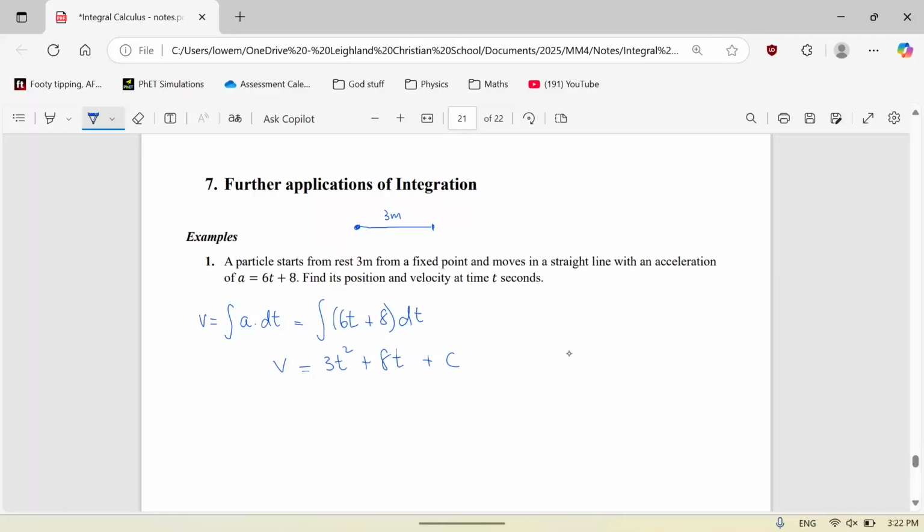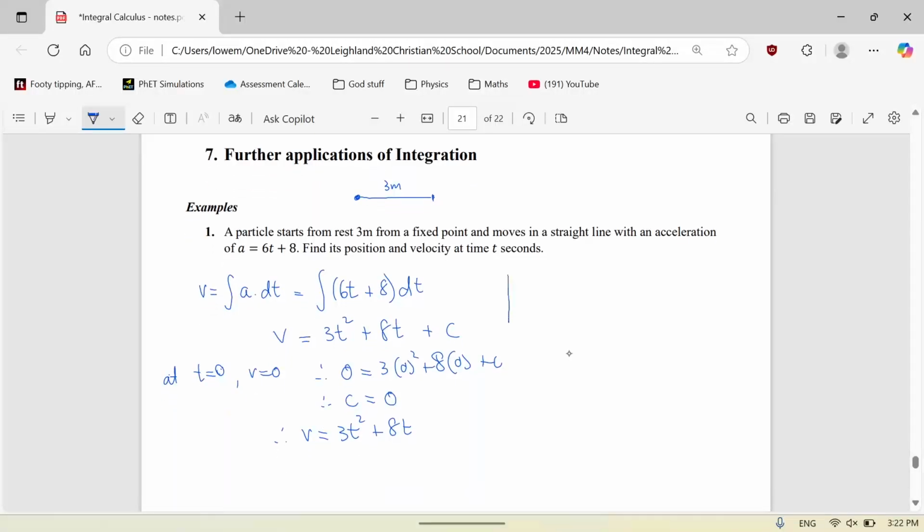Now, we know that at time t equals 0, our velocity is equal to 0. We know that because it says it starts from rest. So, in other words, 0 equals 3 times 0 squared plus 8 times 0 plus c. Obviously, from that we can see that c, our constant, is equal to 0. And so that means our velocity is equal to 3t squared plus 8t.